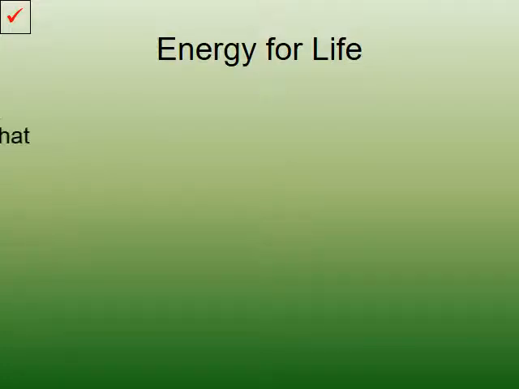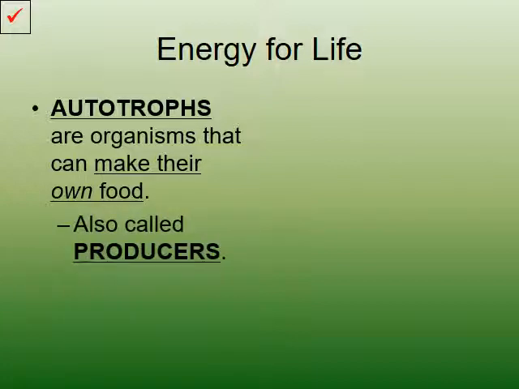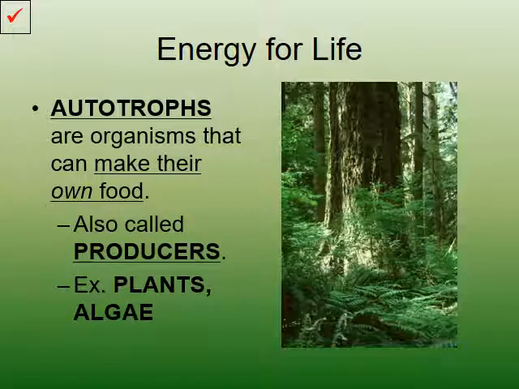The energy for life. Autotrophs, if you remember, are any organism that can go ahead and create their own food. These are also known as producers. So some great examples of producers include algae as well as plants, like this majestic tree.